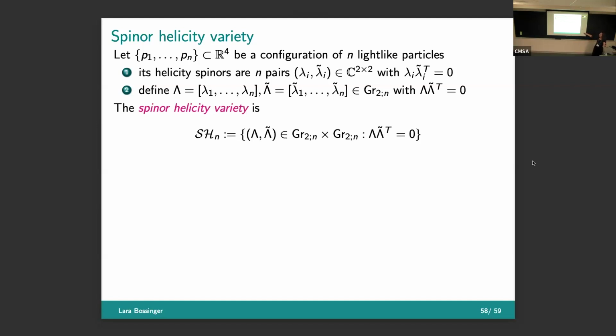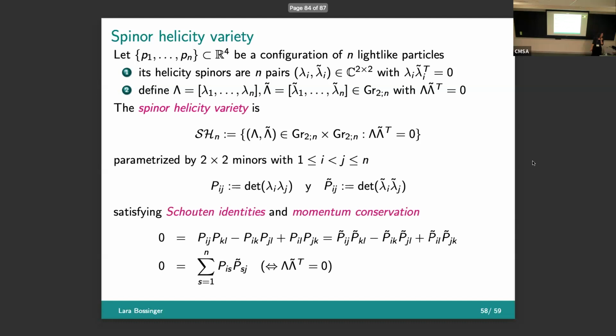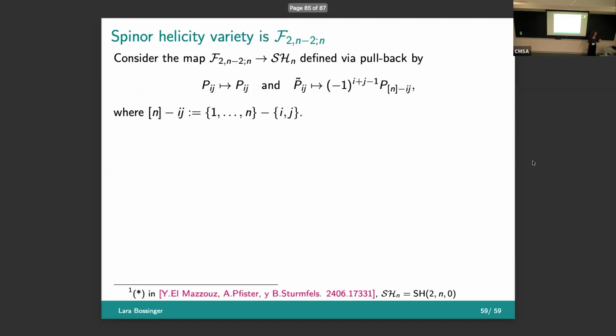And the spinor helicity variety is just the space of all these pairs of 2 by n matrices of full rank such that their product is 0. I can parameterize it by the 2x2 minors of these matrices. So I get minors Pij and Pij tilde for the 2 corresponding sets of matrices. And I identify Schouten identities, which are Plücker relations, independently for the 2 sets, and momentum conservation.